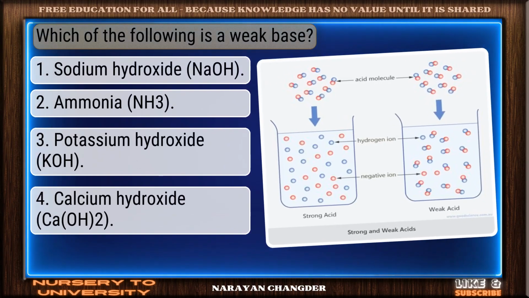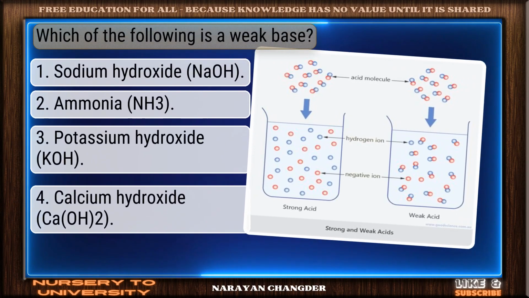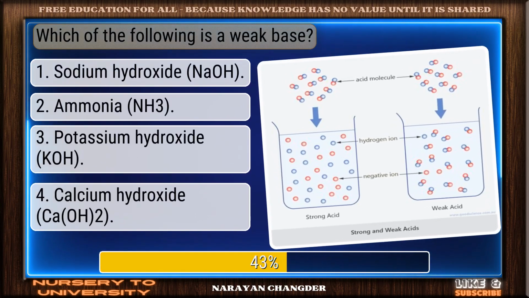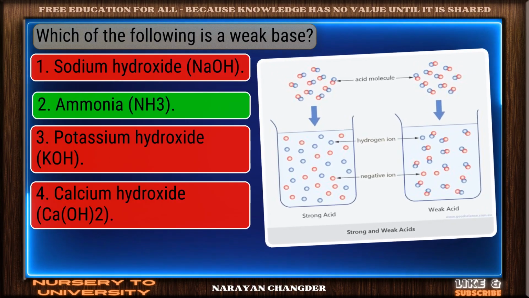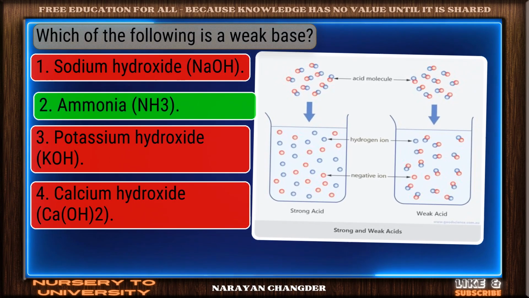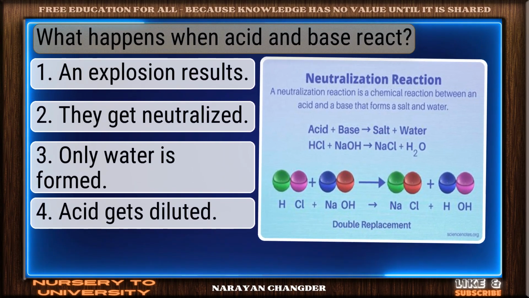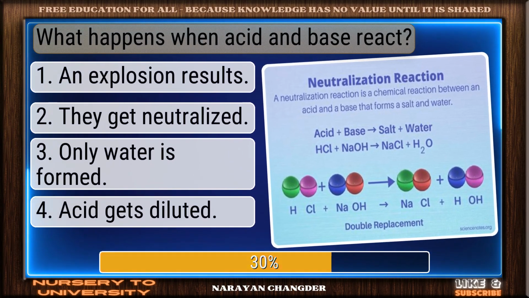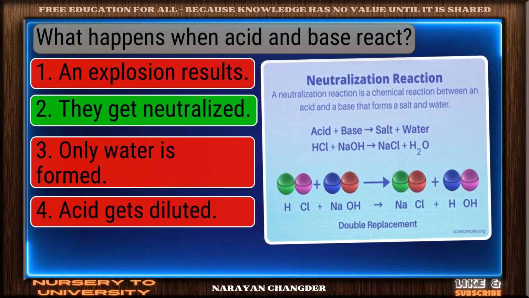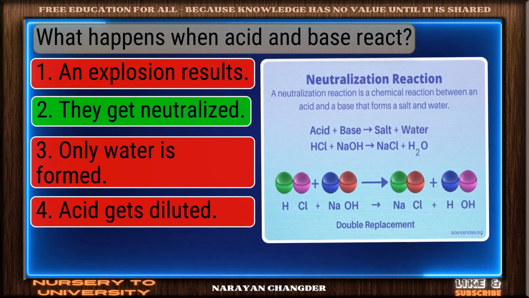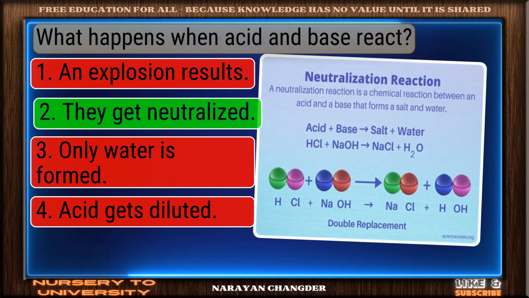Question number 29. Which of the following is a weak base? On track. Ammonia is the correct answer. Question number 30. What happens when acid and base react? Right choice. They get neutralized is the best answer.